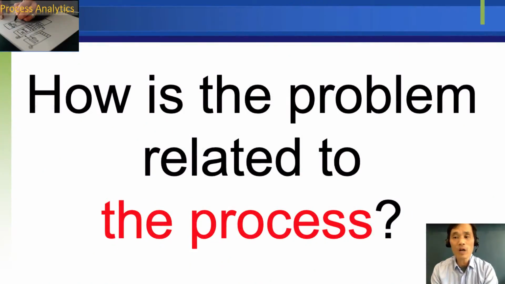The key question that should be running in the back of our mind when dealing with process mapping is this: How is the problem related to the process? We defined the process and studied who our customers are. Now we need to understand the process and see how the process is related to the problem and customers.